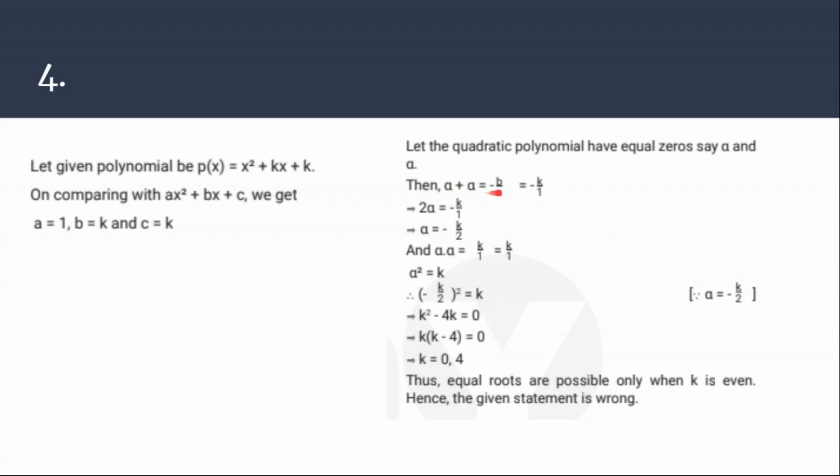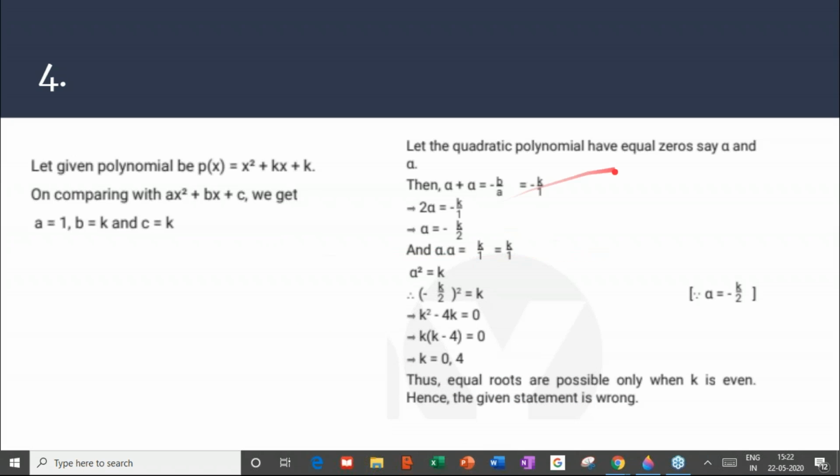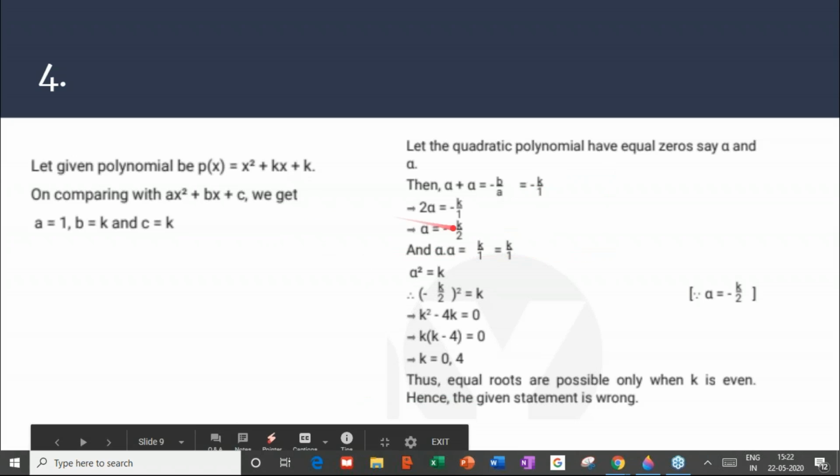So in this case, they've just taken the two roots as a and a. From that you get minus k by 1, or you get a as k by 2, and a into a as k. From that you get an equation. When you solve that, k is 0 and 4. Thus equal roots are possible only when k is 0 or 4, right? Maybe this method might be easier for you for now.